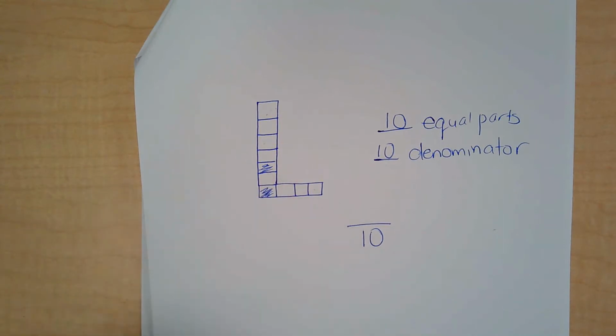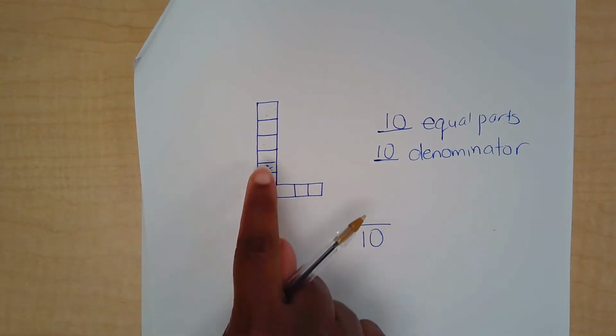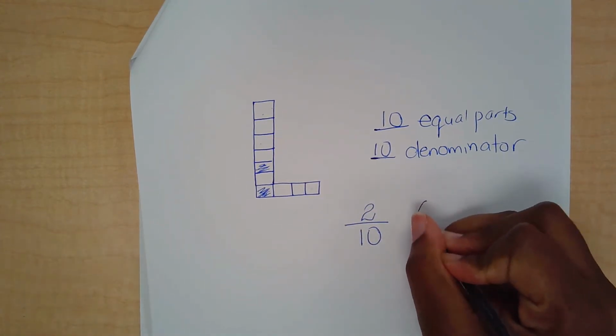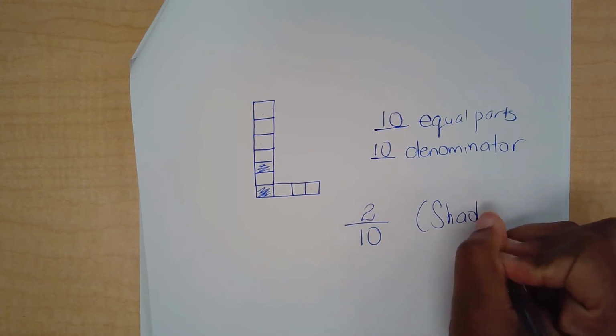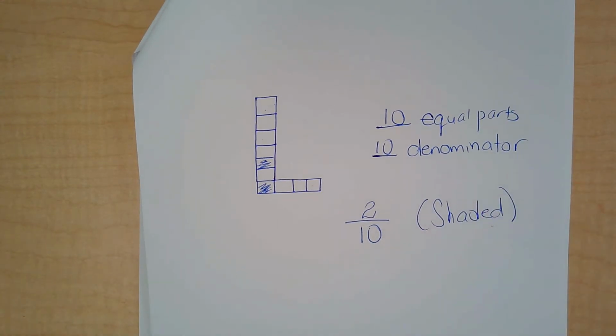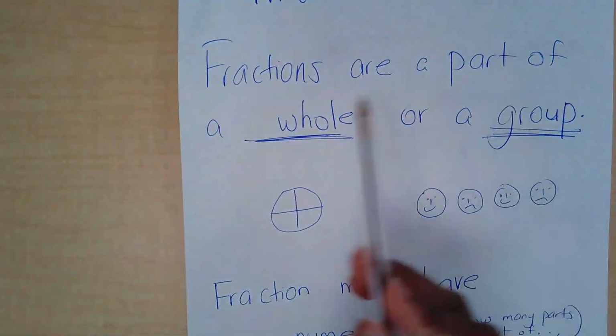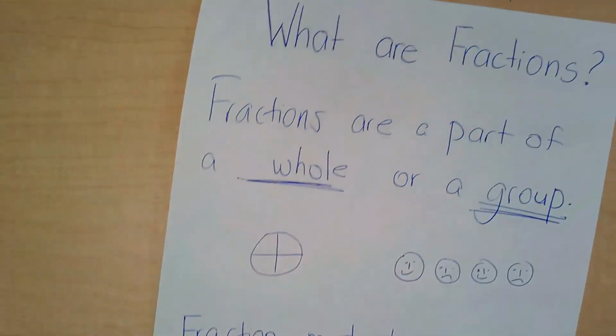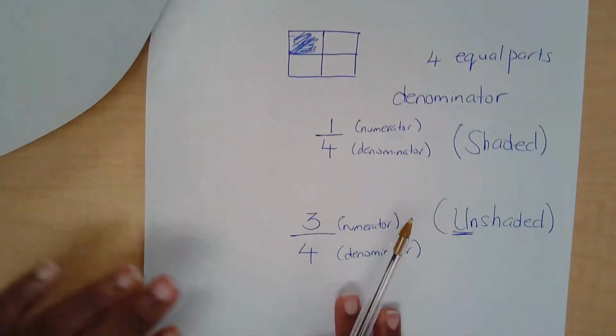Now what goes on top for what's shaded? Well, how many were actually shaded? 1, 2. So this is 2/10. 2/10 represents what has been shaded, and we've done fractions. That's what this is all about. As I've said, fractions are a part of a whole or a group.